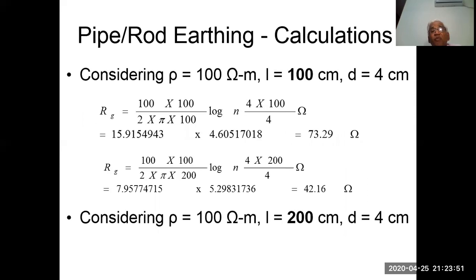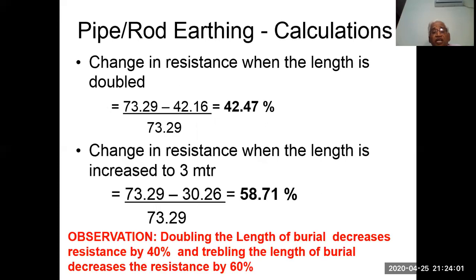Now pipe rod calculations, if you see, we kept 100 centimeters as the length. When we increase the length to 200 and see the calculation, the decrease is about 42%. If you triple it, it is 58.71%. So there is no point in increasing. The standard diameters and standard lengths are given and can be used.